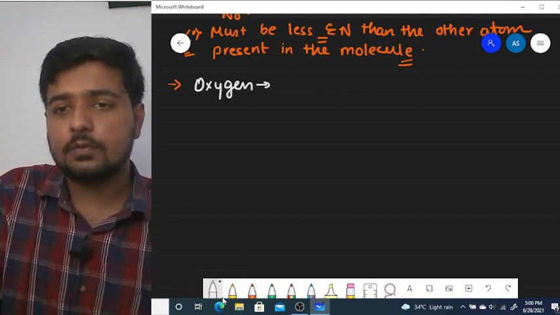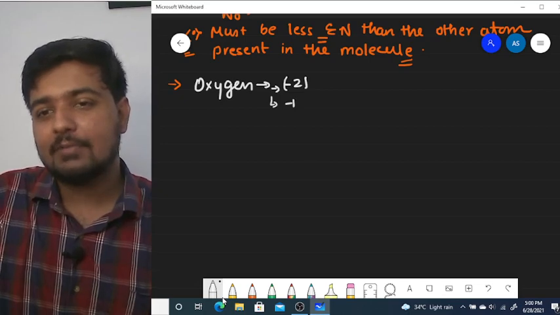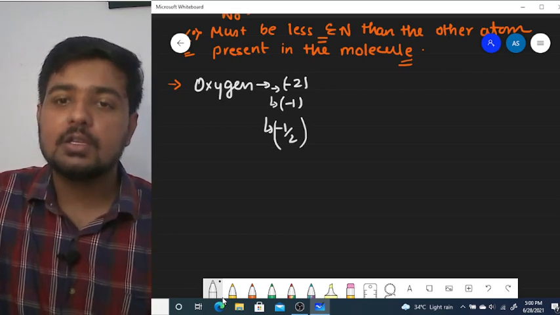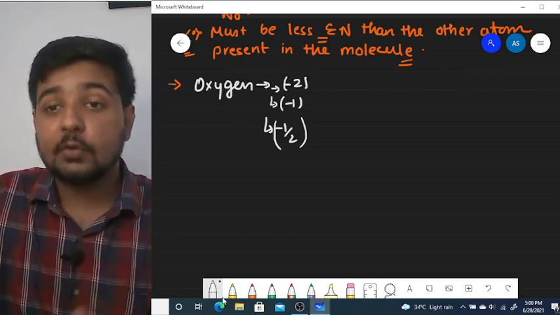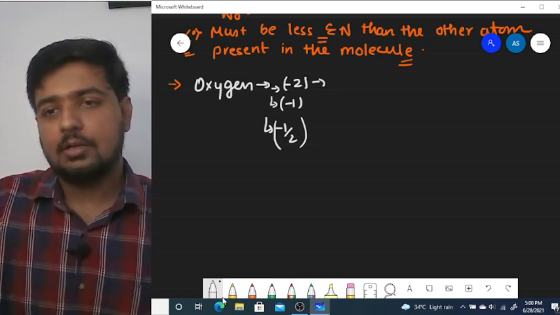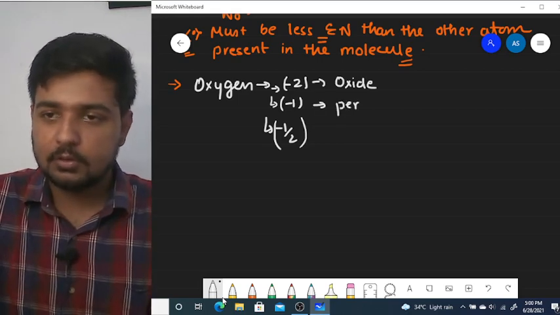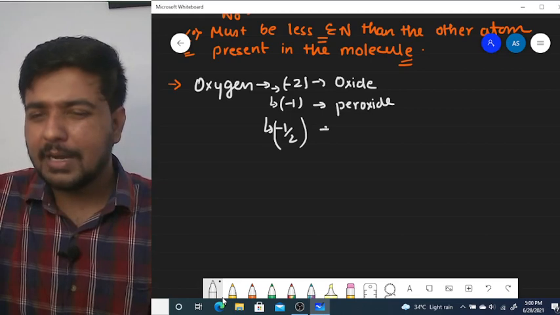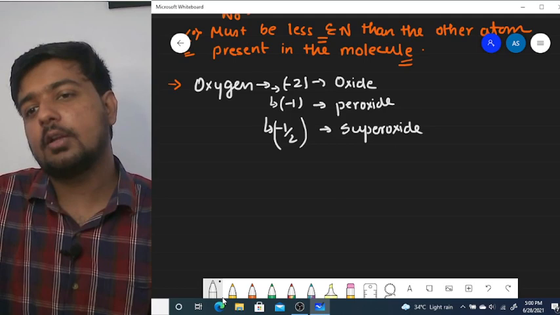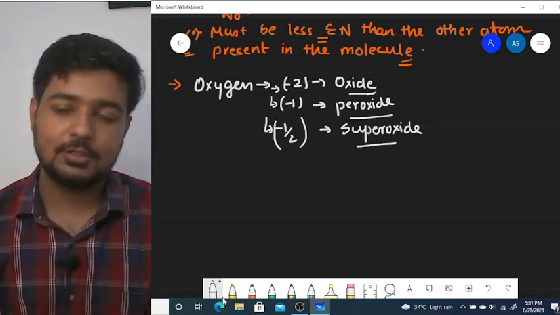The oxidation number of oxygen may be -2, may be -1, and may also be -1/2. And in all these three cases, the oxygen is termed with a different name. For example, if it has an oxidation number of -2, then its name will be oxide. If it is -1, its name will be peroxide. And if it is -1/2, then it will be superoxide. Are you getting the point?